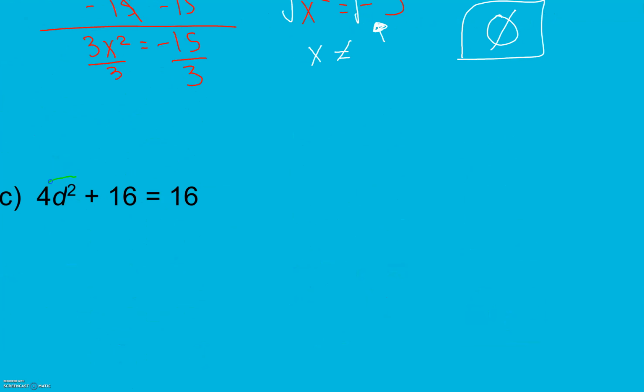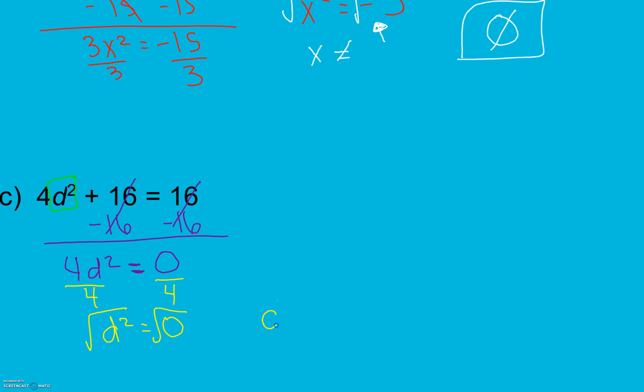Here, I'm going to try and get my variable alone. In order to do that, I'm going to subtract 16. Again, we add or subtract first. And 16 minus 16 is also 0. Make sure you put that 0 and then keep it on the same side of the equal sign. Now, to get rid of my multiplication, I divide. 0 divided by 4 is 0. To get rid of my squared, I take the square root, and we get 0.